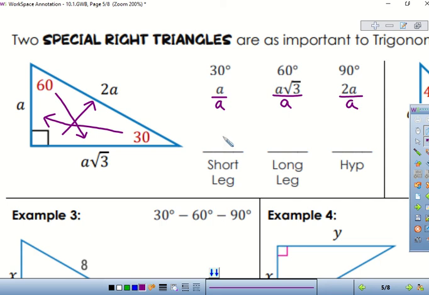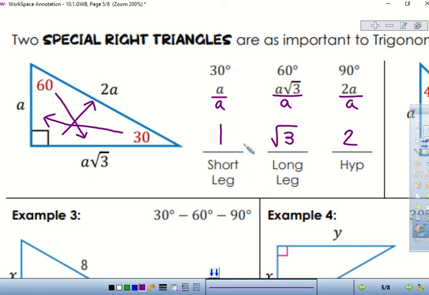Anything divided by itself is 1. What's radical 3 divided by a? Good. And 2a divided by a? 2, right? So this is the simplest form of it.